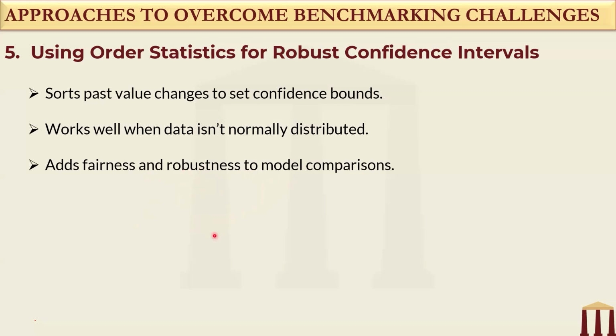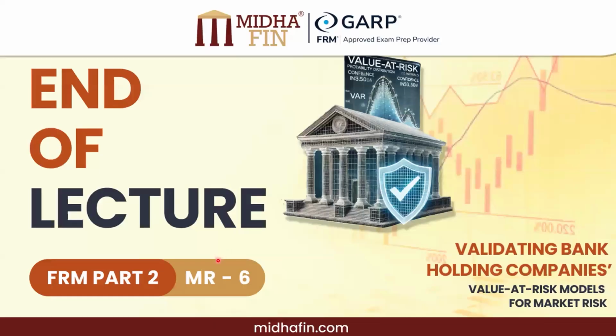Okay. And with that, we complete this chapter on validating bank holding companies' value at risk models for market risk. So all the four learning objectives we have covered thoroughly. Okay, GARP FRM learning objectives. And this lecture is specifically for the GARP FRM Part 2 exam only. Okay, now you're fully equipped on how financial institutions validate their VaR models for market risk, particularly in the context of what is going to be asked in the FRM Part 2 exams.